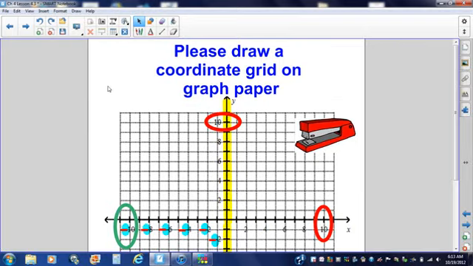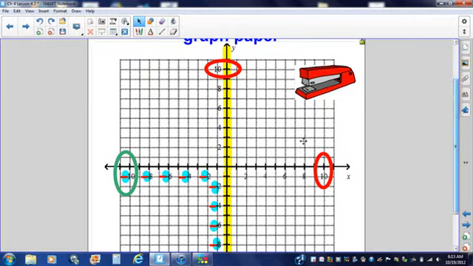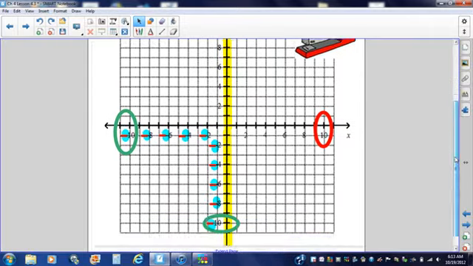Please take out a piece of graph paper. You're going to staple the graph paper to your notes/homework spiral when you're done, just like we've been doing. Draw a coordinate grid to the right 10, up 10, left to -10, and down to -10.